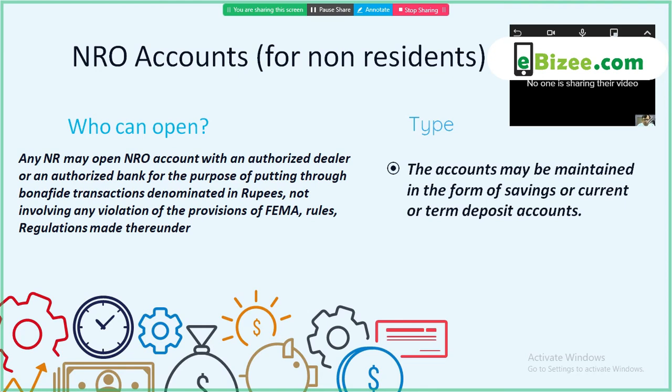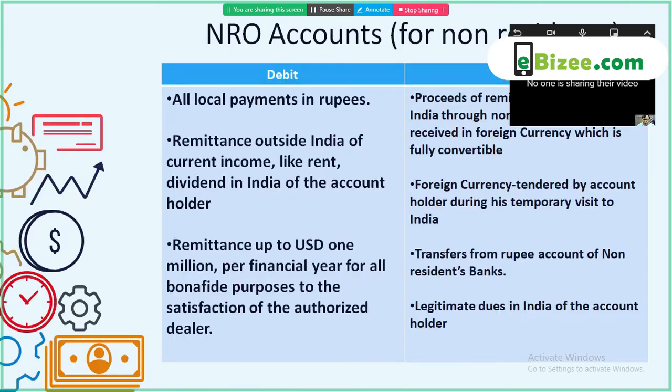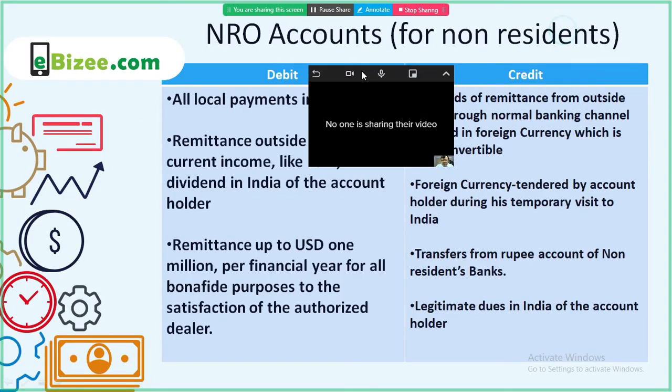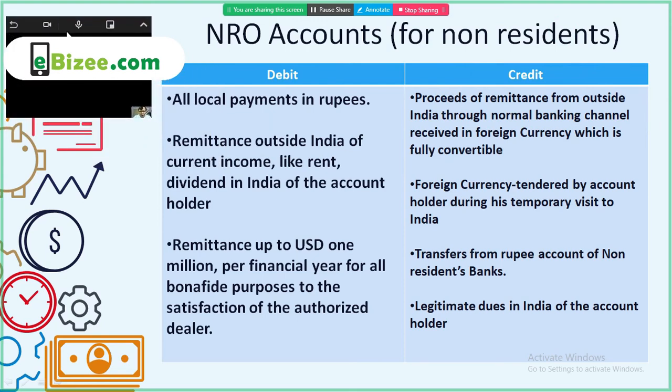So generally they are obliged to open all three types of account, most of the authorized banks. Now, what are the debits and credits which are allowed? You can see here in NRO account, which is for non-resident, all local payments in rupees, remittances outside India of current income like rents, dividend in India of the account holder.